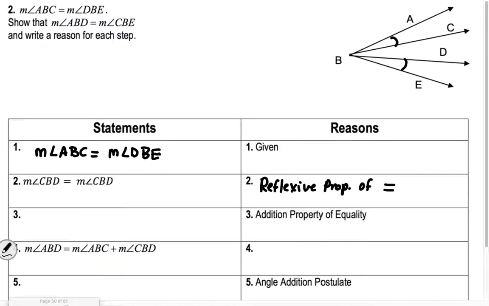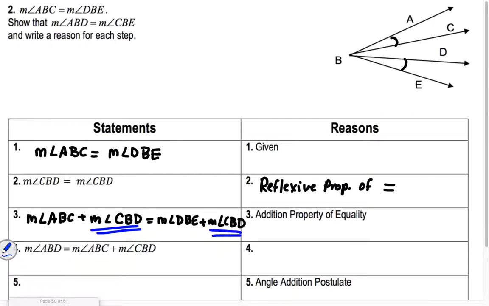So then Grace explained what we're going to do. She said, well, I can probably just add that into both of those. So what if I add CBD to both of them? Then I would have the measure of ABC added to the measure of angle CBD. That's equal to the measure of DBE added to the measure of angle CBD. So all I did is I added the same thing on both sides of my original equation. So it's the addition property of equality.